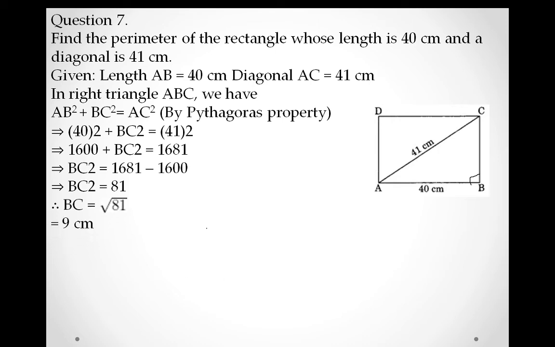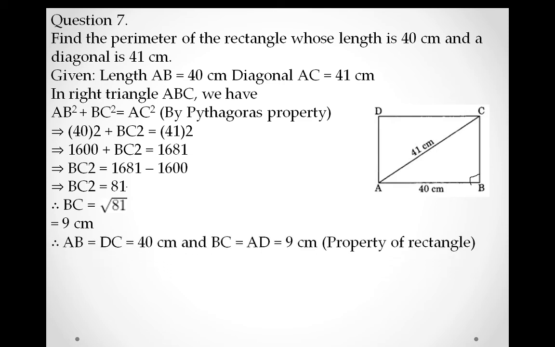Just look and check yourself whether you get it or not. We are substituting this value. AB is 40, BC is not given, and AC is 41. Square of 40 is 1600 and square of 41 is 1681. So on subtraction we get BC square is equal to 81, which is the square of 9 centimeter. So AB is equal to DC is equal to 40 centimeter. Why? Because the opposite sides of a rectangle are the same. So BC and AD are 9 centimeter, because the diagonals are also the same in length.